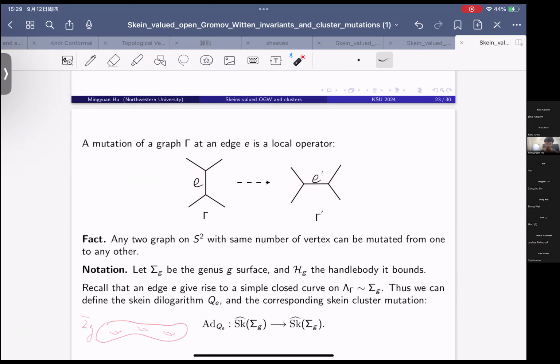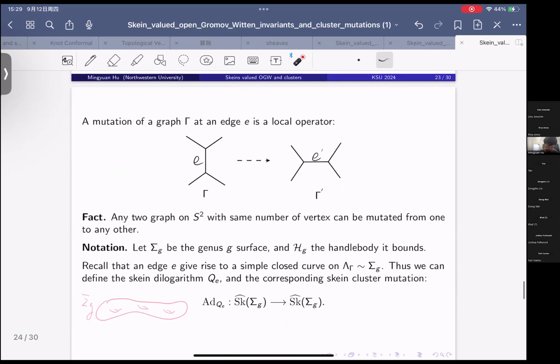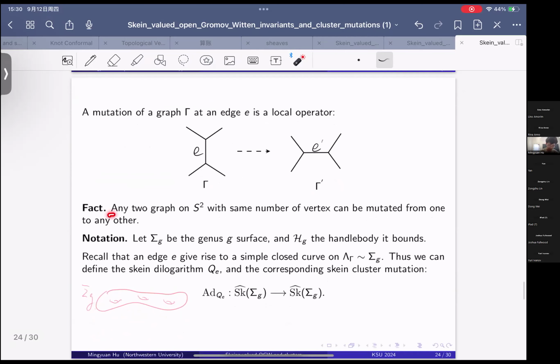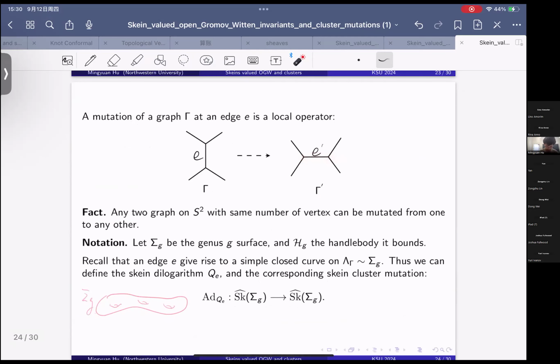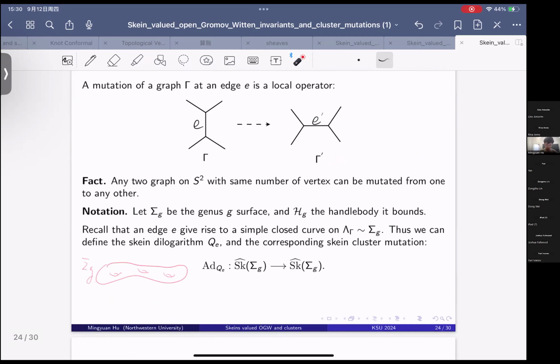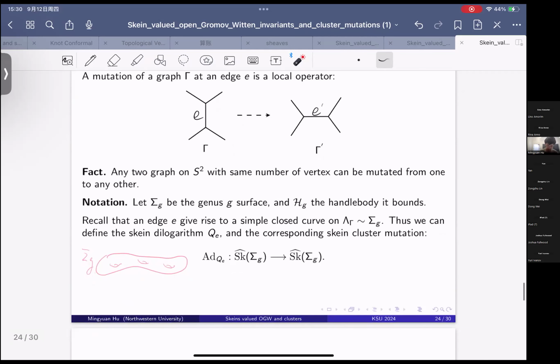We somehow twist this by 90 degrees, and that's a mutation. For each edge of gamma, we can do such a mutation. And the point is that any two graphs on S2, if they have the same number of vertices, then we can mutate one to another, just by doing this kind of operation. So let's do this trick on our lambda gamma.